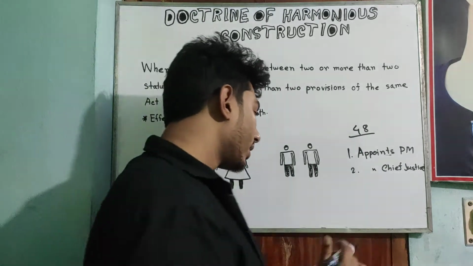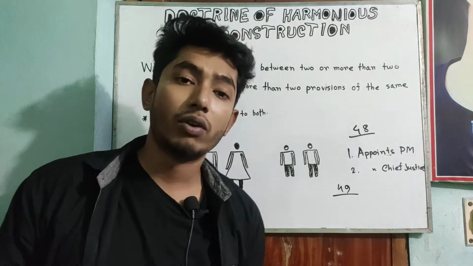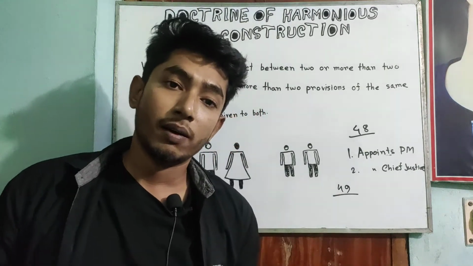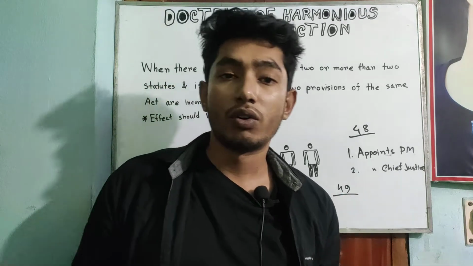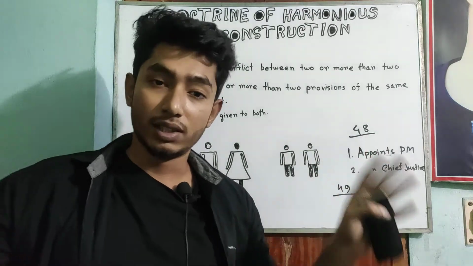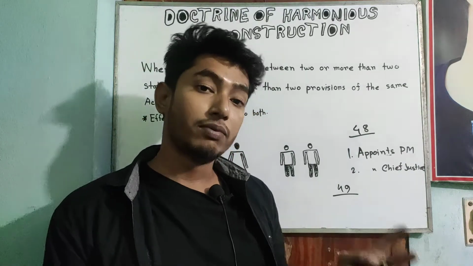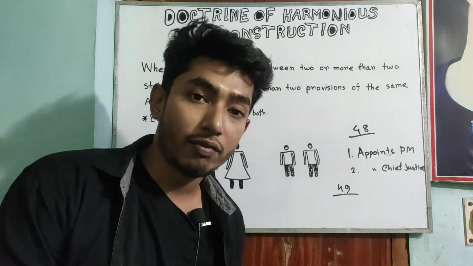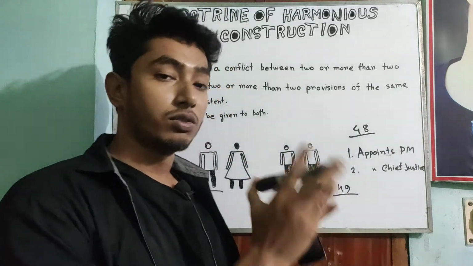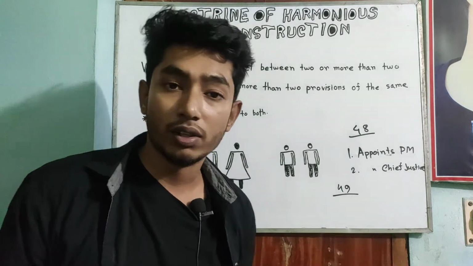Okay, then Article 49 says the President has the power to grant pardon, reprieve, respite, remit, or suspend any sentence of any court or any authority. It means the President has the power to do so many things, right? But Article 49 didn't mention that if the President wants to grant pardon, he needs to discuss with or advise the Prime Minister. Article 49 didn't mention this.